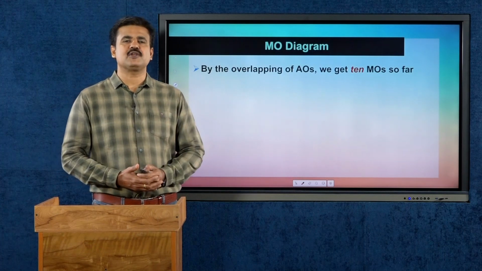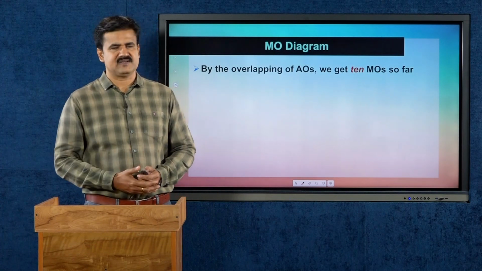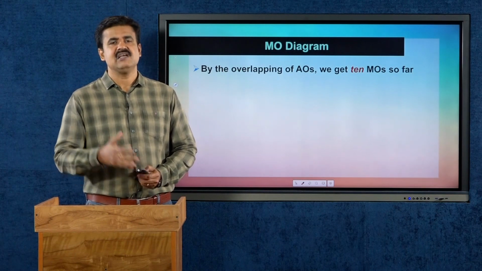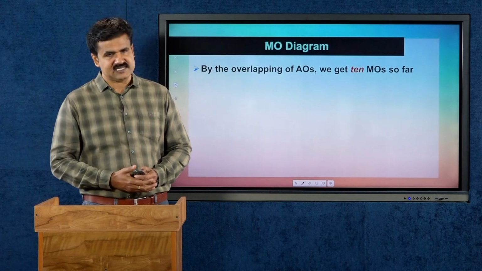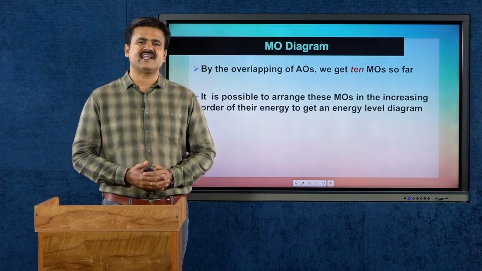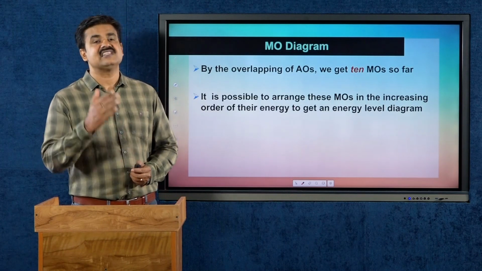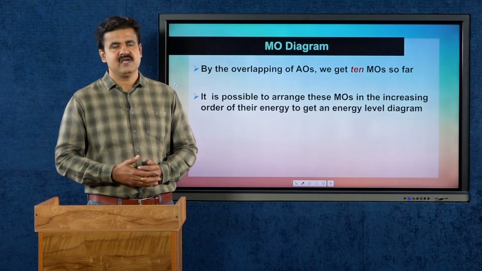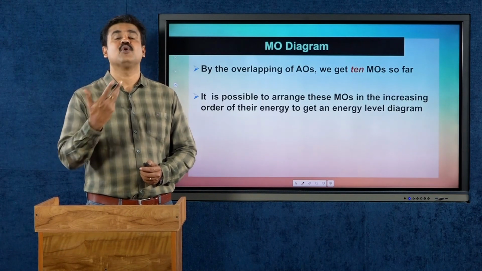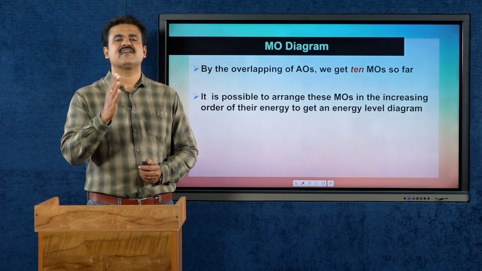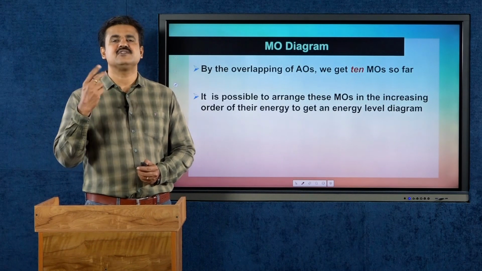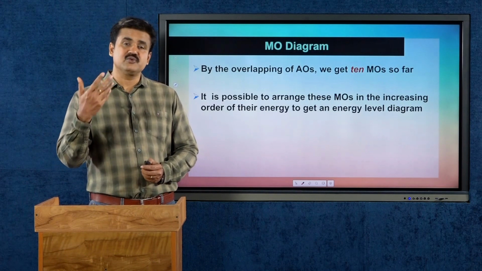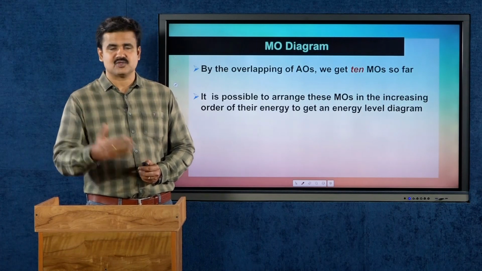By the overlapping of the first few atomic orbitals, 1s, 2s, 2px, 2py and 2pz, we will get 10 molecular orbitals. It is possible to arrange these 10 molecular orbitals in the increasing order of their energy to get an energy level diagram. Now a simple question is how 10 molecular orbitals are produced. By the overlapping between two 1s orbitals, you will get 2 molecular orbitals, they are sigma 1s and sigma star 1s. By the overlapping of two 2s orbitals, you will get sigma 2s and sigma star 2s.